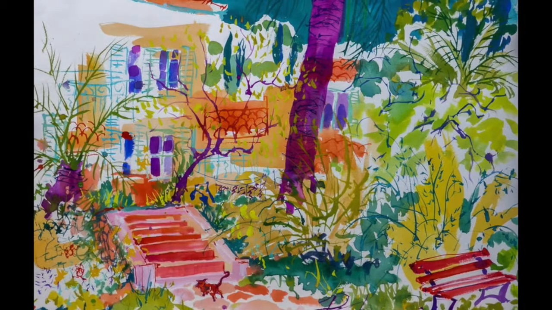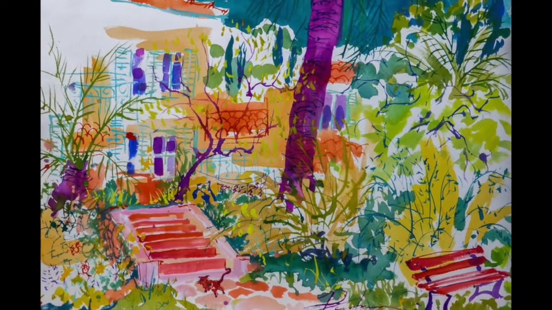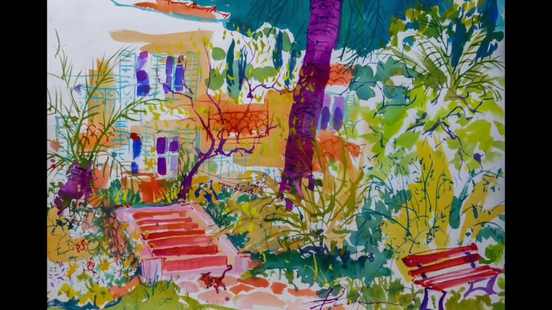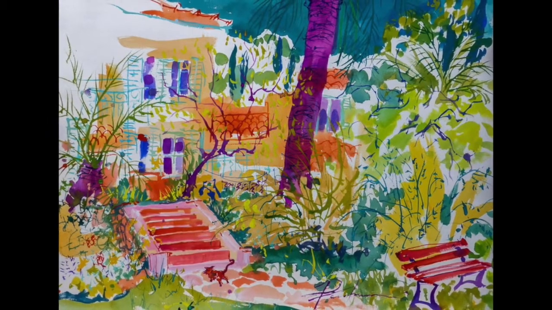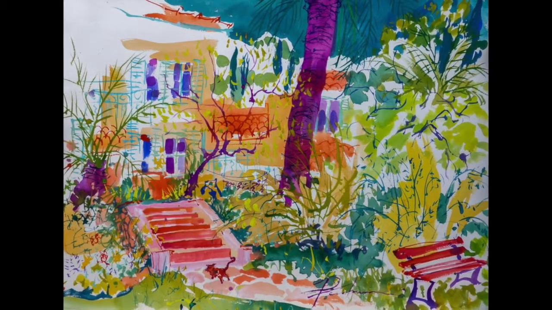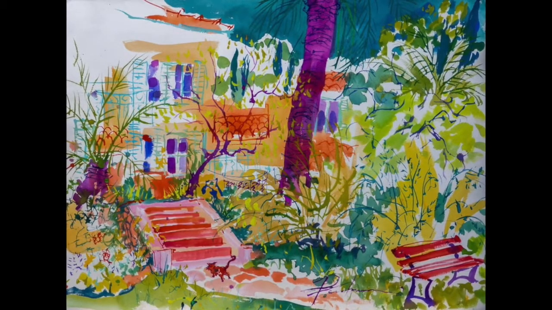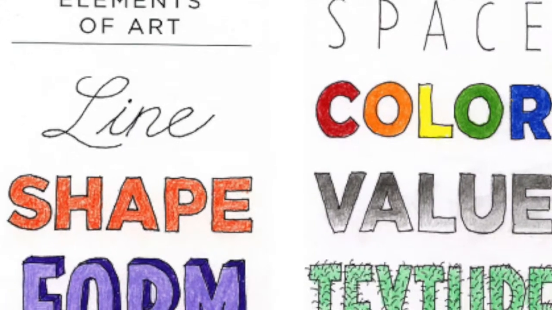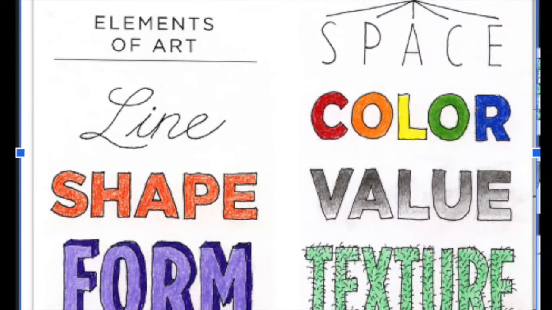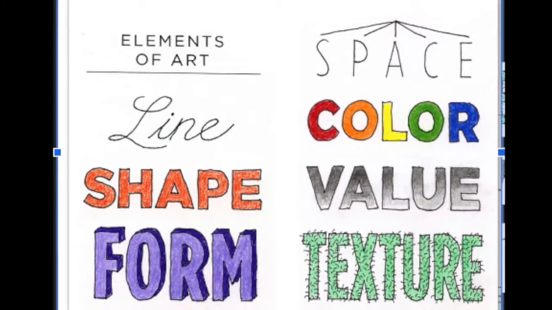For example, the stairs, they feel formed, they feel three-dimensional, but they're not super defined. He's letting shape, and in this painting, color, do most of the work in his painting. So there you have it. We have now learned about line, shape, and form.